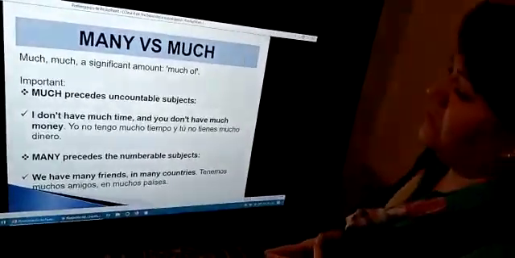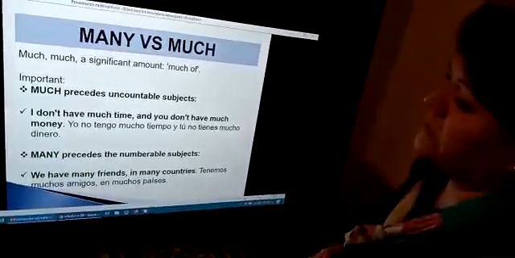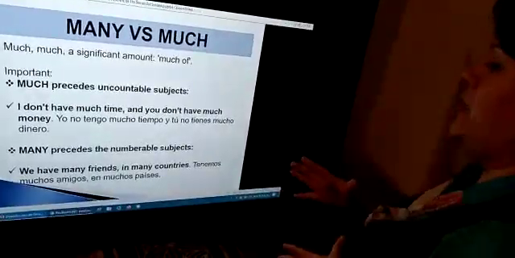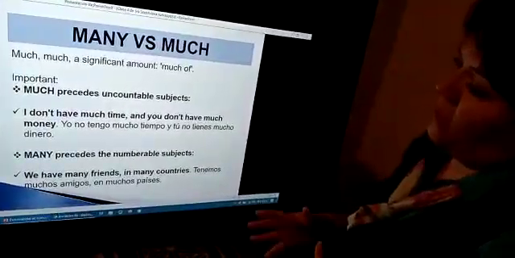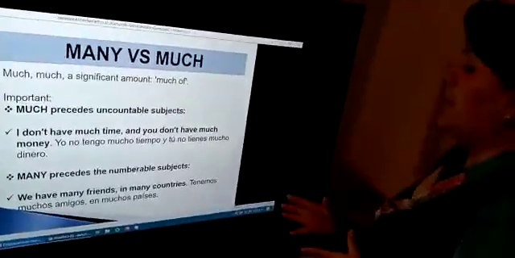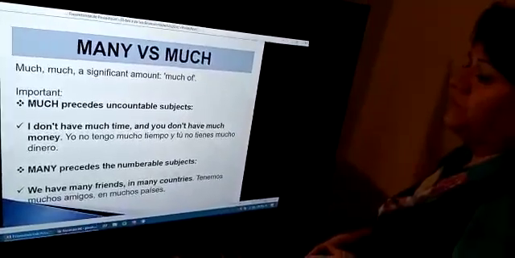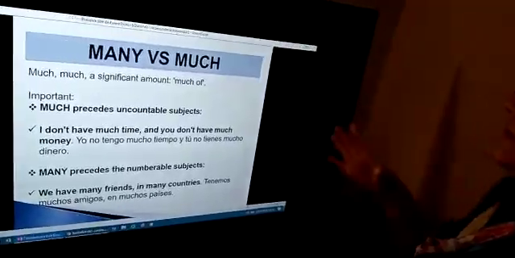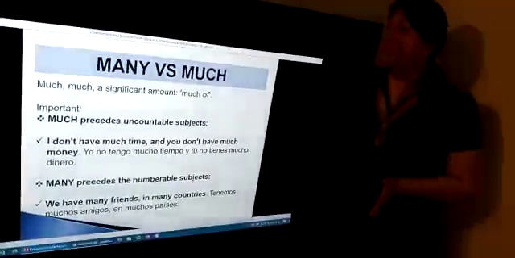And many precedes the countable subject. A countable subject example is: we have many friends in many countries. Okay? This is the English example. We have many friends in many countries. In Spanish we say, tenemos muchos amigos en muchos países. This is many and much. Let's see next.